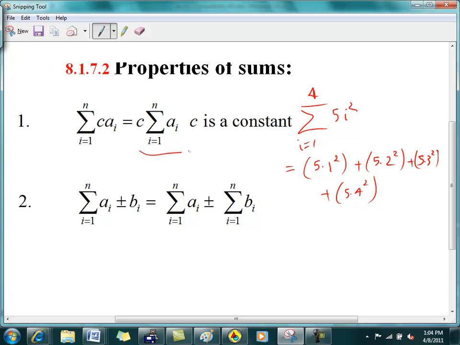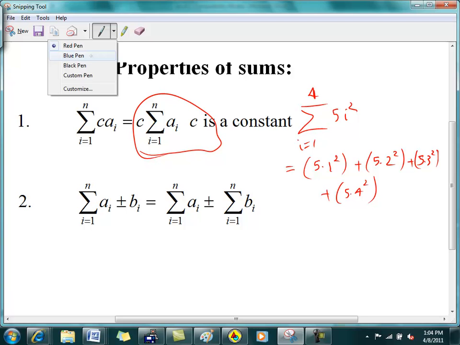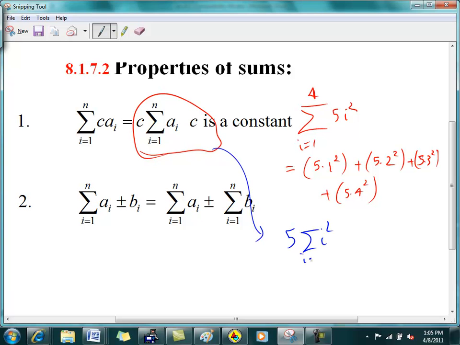However, this part, what's multiplication? It's 5i squared, right? So you're multiplying 5 times I squared, right? So this one here is saying, hey, I can pull the 5 out of there and instead just have an I squared in here. Because now look what this looks like.